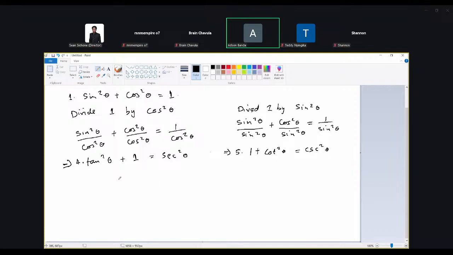So you can see that from just the first identity, we can rewrite it in different ways, and it gives us different identities. Is there any question so far or clarification?